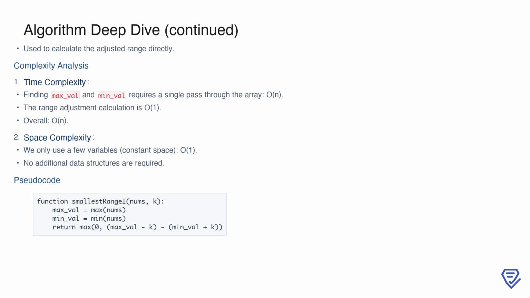No additional data structures are needed. The pseudocode for this solution is straightforward. We define a function smallest range I that takes nums and k as inputs. Within the function, we compute max_val and min_val using Python's built-in max and min functions. Finally, we return the adjusted range using the formula max(0, max_val - k - (min_val + k)).